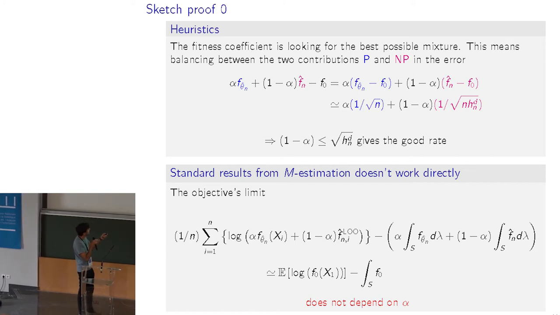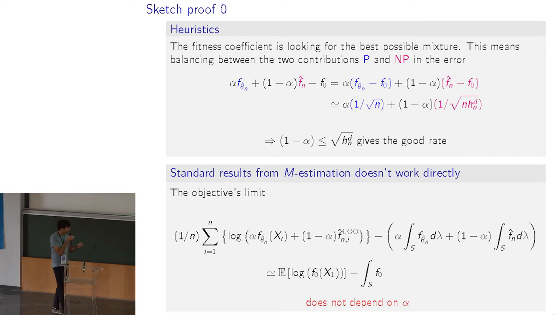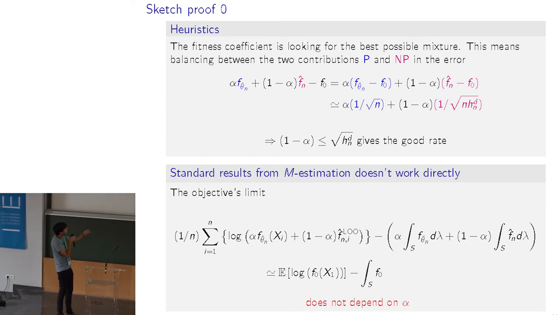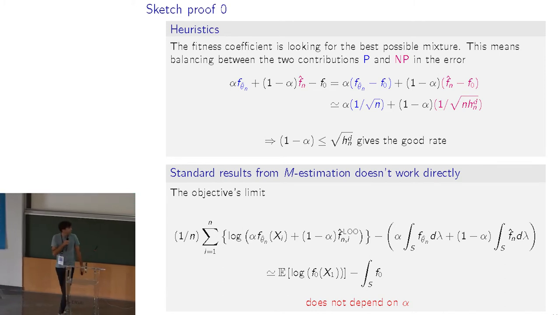Following this heuristic, you can develop this error into two terms, the parametric and the non-parametric error. Then you plug in the two different rates of convergence according to our assumptions, and you see that the only way to recover a parametric rate is to fix the value of 1 minus alpha to that rate, which is exactly the rate we obtain here. So this is an explanation of this bandwidth-driven rate. This is the only rate that could do the trade-off between the two error terms.